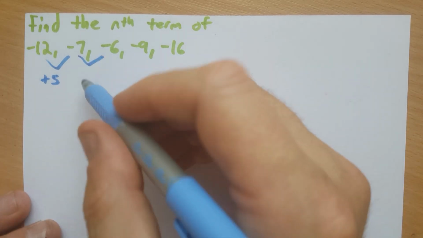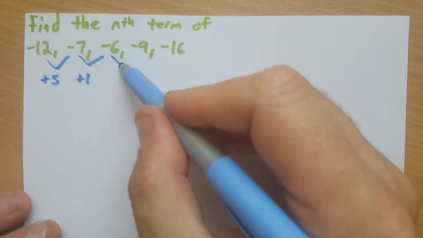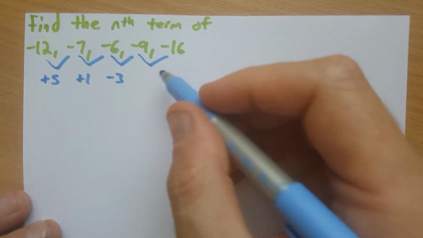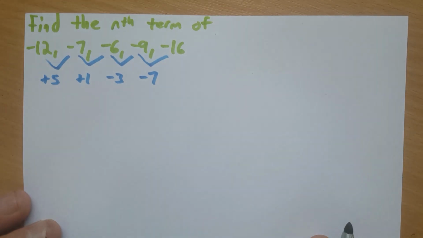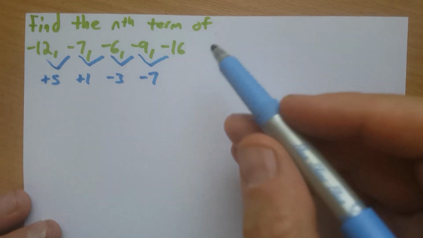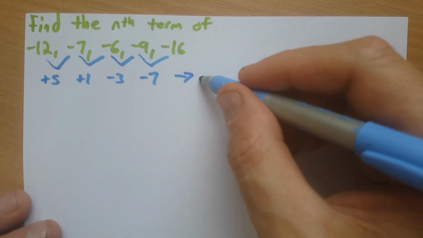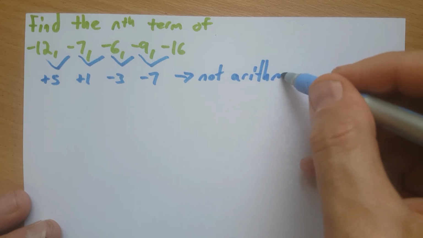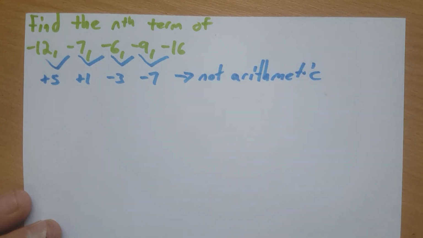Negative 7 to negative 6, you're adding 1. Negative 6 to negative 9, you're subtracting 3. Negative 9 to negative 16, you're subtracting 7. Okay, so you found the first difference. And the first difference is not constant, and so you would say that this is not an arithmetic sequence. Okay, so we have to move on.